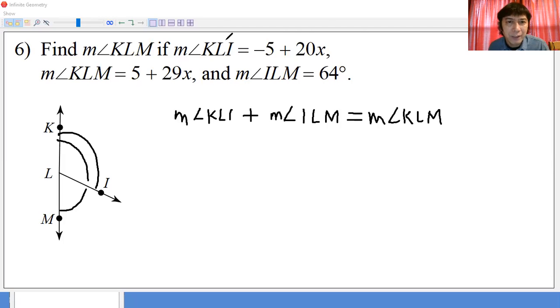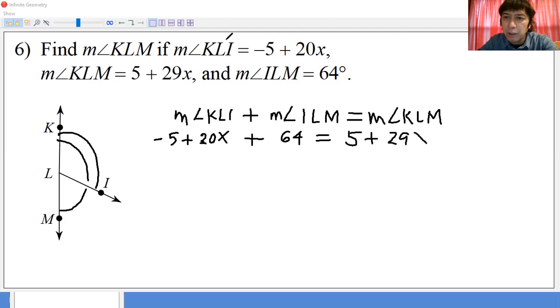Now let's put the equivalents. KLI is expressed as negative 5 plus 20x, plus ILM, that's given as 64. And this is supposed to be equal to the measure of KLM, also expressed in an algebraic expression, which is 5 plus 29x. Here's our working equation with x variable.